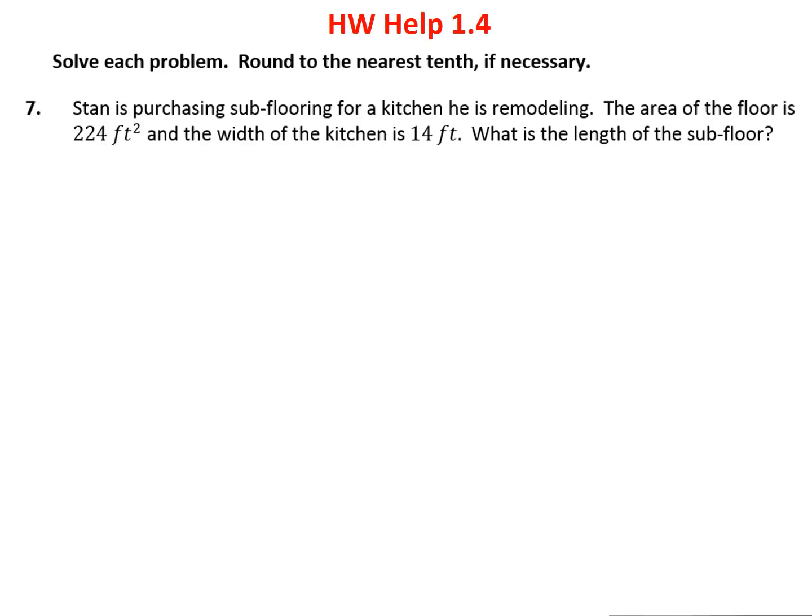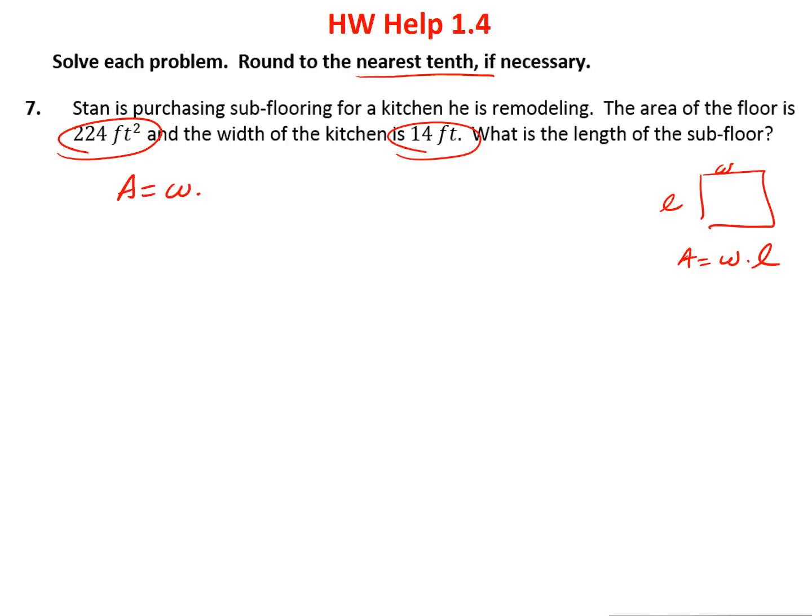Next problem, they want us to solve the problem and round at the end to the nearest tenth, if necessary. So Stan's purchasing subflooring for a kitchen he is remodeling. The area of the floor is 224 square feet, and the width of the kitchen is 14 feet. Well, you know that if I have an area, I have a length and I have a width, and the area is the width times the length. All right. In our case, let me just write that out here. Area equals width times length.